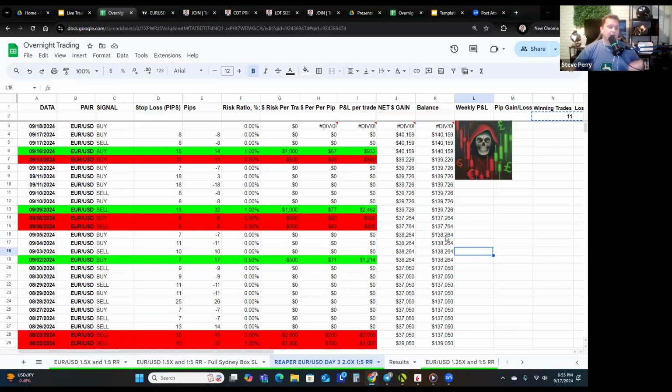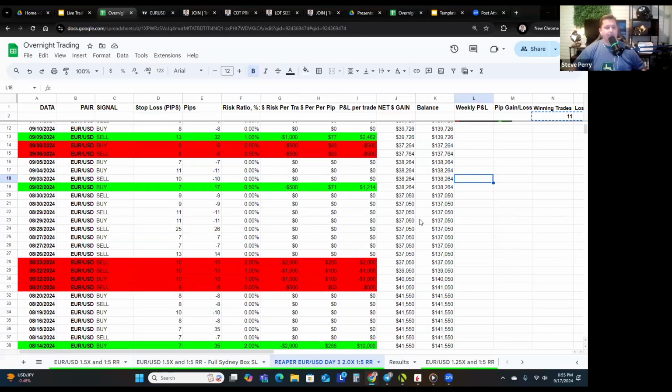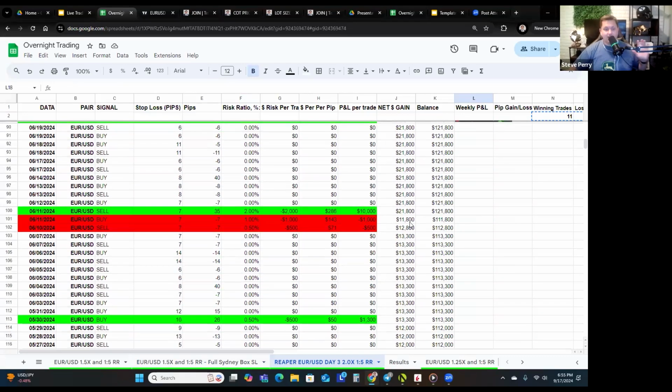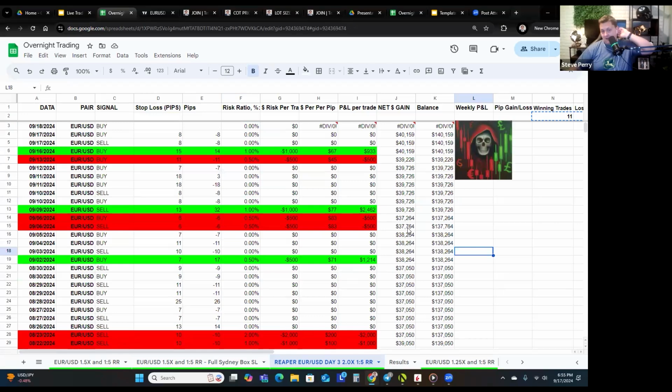So Reaper is this strategy, and I have just about 4 minutes to go over this, and that's okay because it doesn't take too long. It's the same thing. It's the overnight trading strategy.